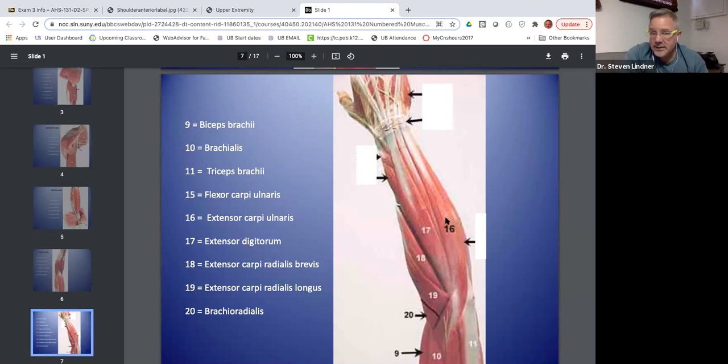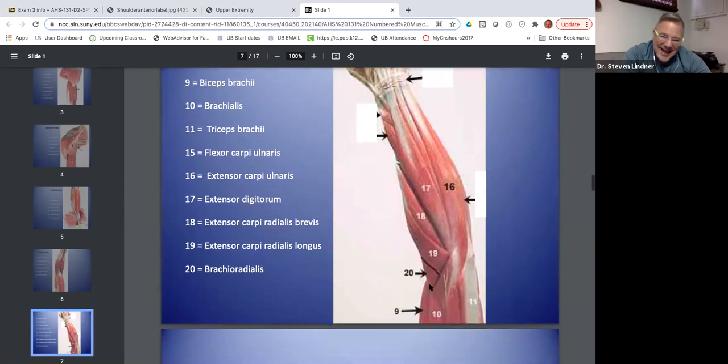It's an extensor. Let's give it a name, extensor carpi ulnaris. 17 crosses the digits. Let's call it an extensor digitorum. Now 18 and 19, these are the ECRL and ECRB. 18 is the extensor carpi radialis brevis. 19 is the extensor carpi radialis longus. And then the mobile wad of 3, the third belly, is the brachioradialis.